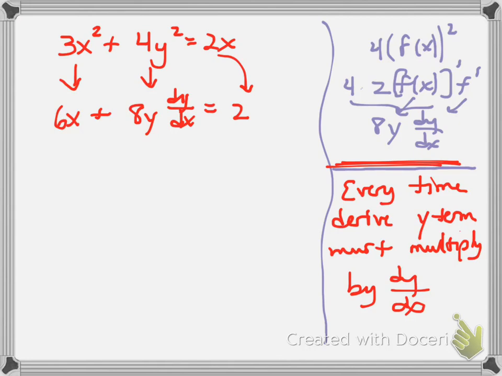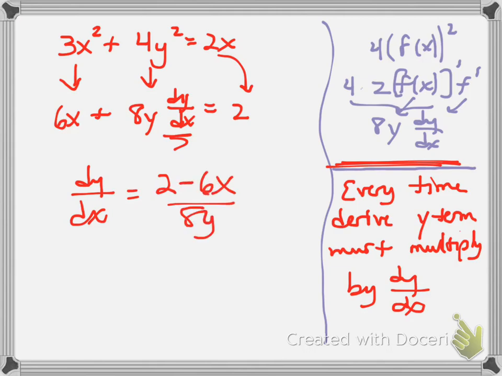So now if I can just do all that, then my solution becomes easier, because all I'm trying to do now is solve for dy/dx. So dy/dx has to be 2 minus 6x all over 8y. Okay, again, that's not going to be enough for you to feel good yet, so let's do another example. Let's take a look at example 3.